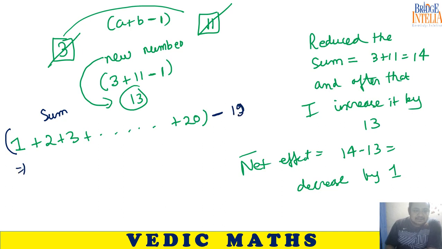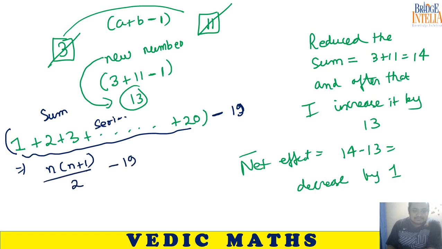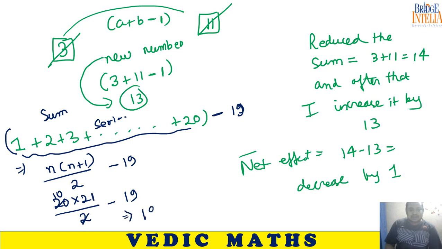So the final answer will be, this is the series, you can use the formula. So n into n plus 1 by 2 minus 19. So in place of n you have to put 20. So 20 into 20 plus 1, that is 21, by 2 minus 19. So 2 and 20 can be cancelled out. So 10 into 21, 210. So 210 minus 19. That comes out to be equal to 191. So 191 will be the final sum of all the numbers written on the blackboard.